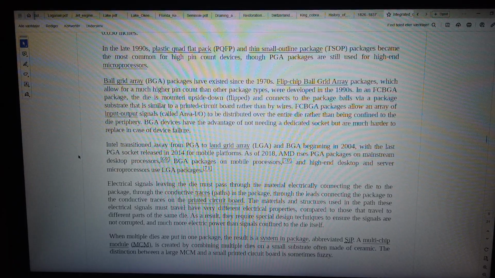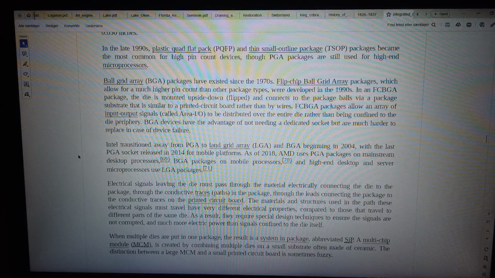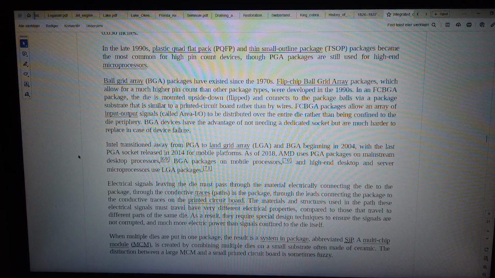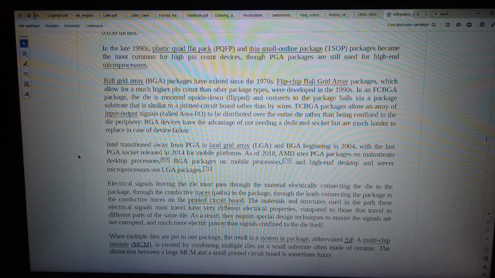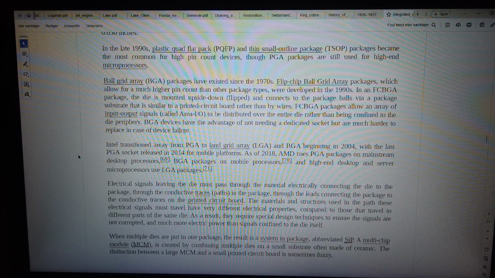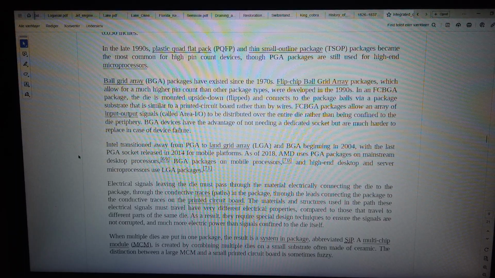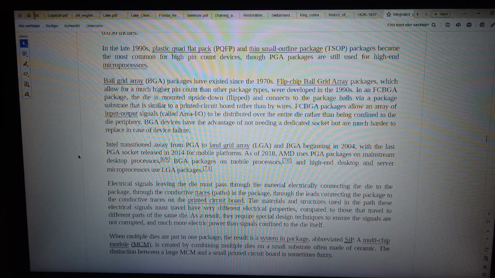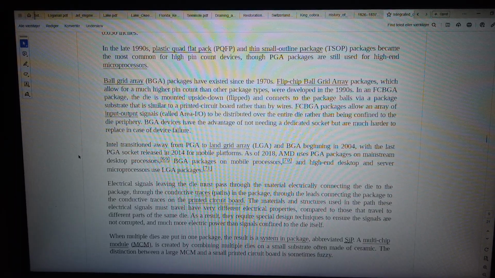When multiple dies are put in one package, the result is a system in package, abbreviated SIP. A multi-chip module, MCM, is created by combining multiple dies on a small substrate often made of ceramic. The distinction between a large MCM and a small printed circuit board is sometimes fuzzy.